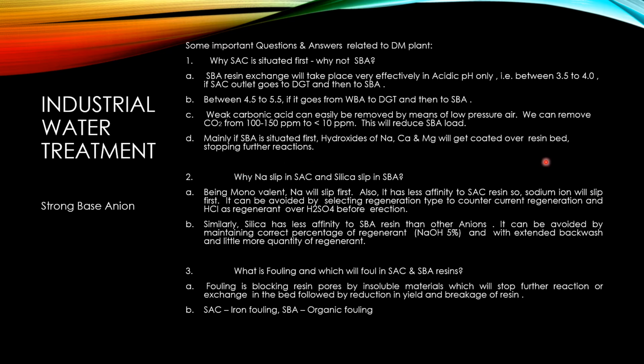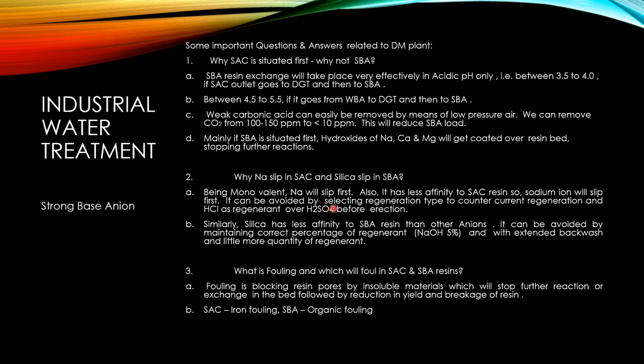Further reaction will not take place. So SAC is situated first, followed by WBA and degasser tower, and only then SBA. So SAC will come first, then only SBA. The next question is why sodium slip in SAC and silica slip in SBA occurs. Sodium is monovalent, and being monovalent it will slip first. Also, it has less affinity to the SAC resin, so the sodium ion will slip first.